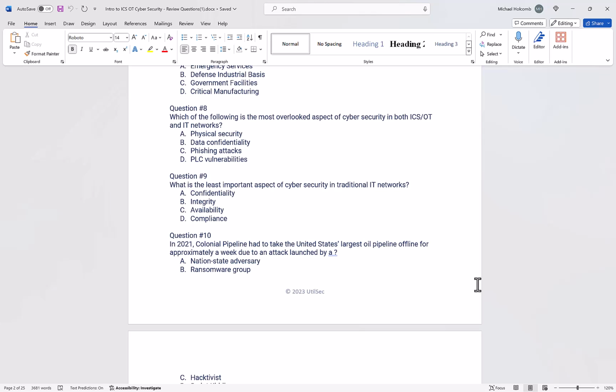And sure, we're always worried about phishing attacks for employees that receive emails. And I always try to highlight PLC vulnerabilities, even though not many people think PLCs are vulnerable, when they're very vulnerable at times. But yeah, the most overlooked security in ICS, OT, or IT is physical security.